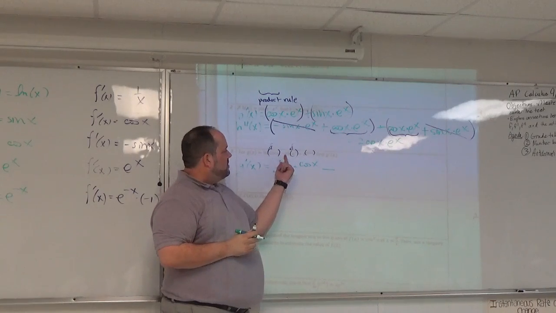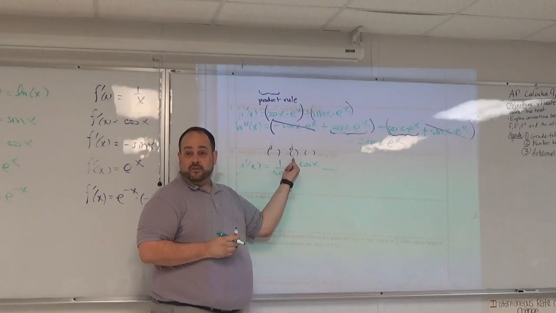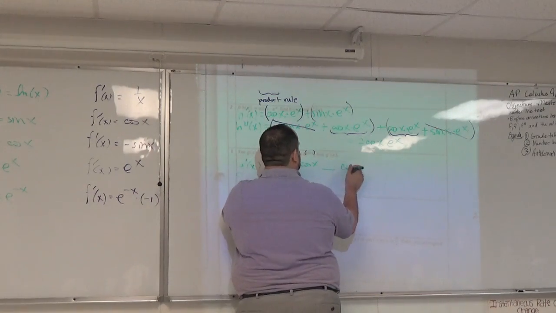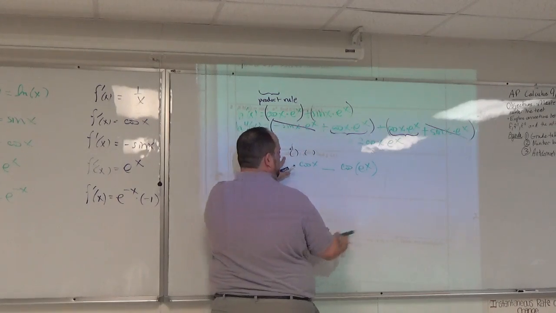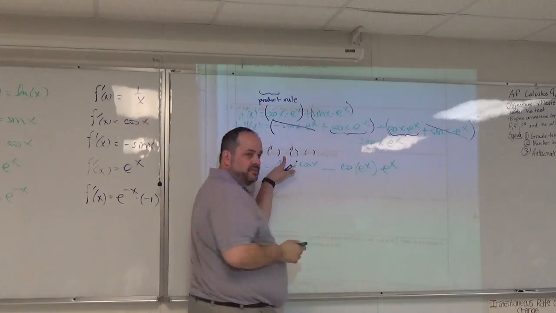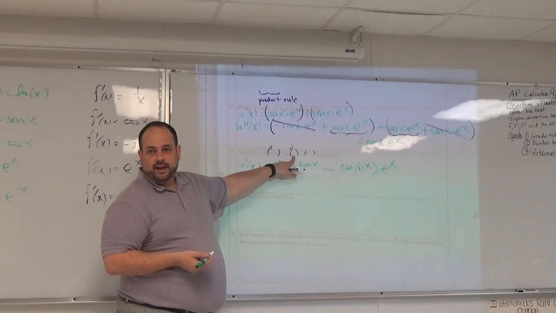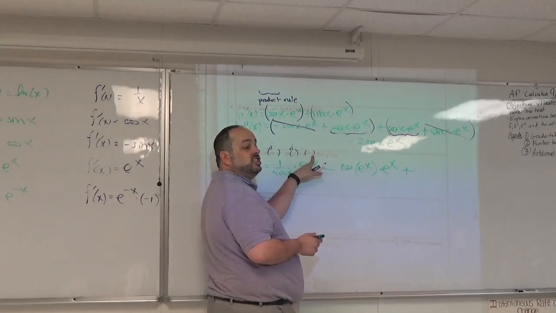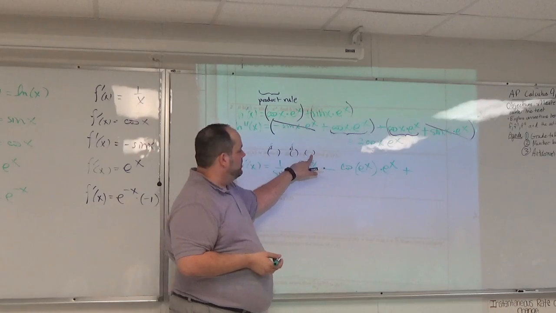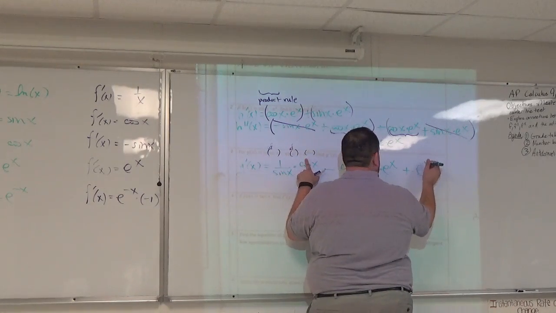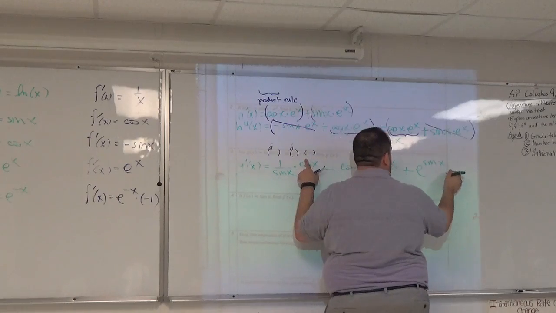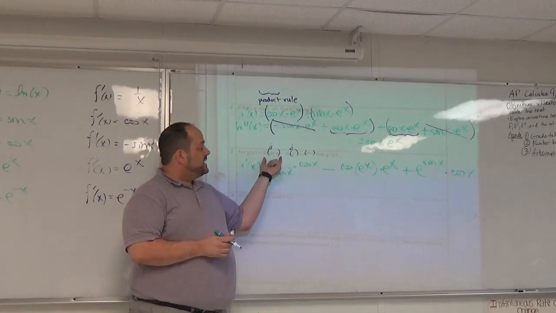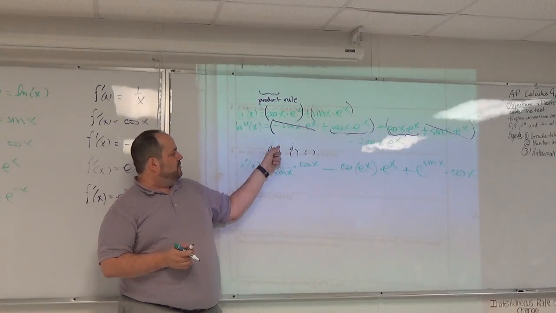minus, now I need to take the derivative of sine of stuff. And the derivative of sine of stuff is cosine of the stuff times the derivative of the stuff. The derivative of e to the x is e to the x, plus e to the power of stuff, which is e to the sine of x times cosine of x.